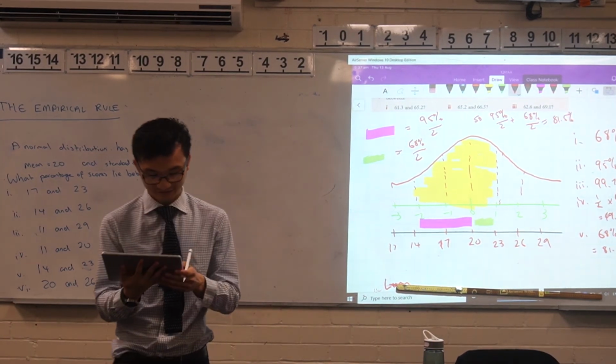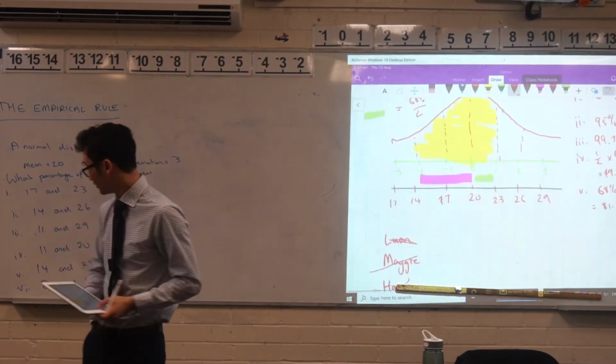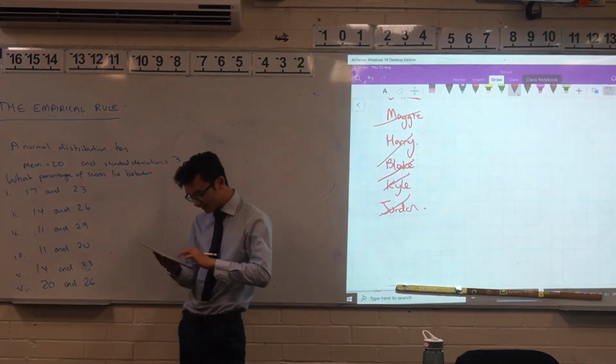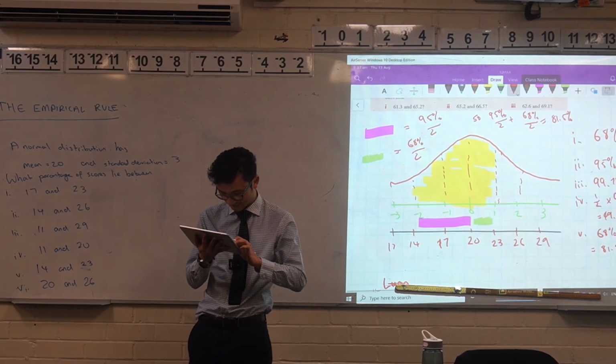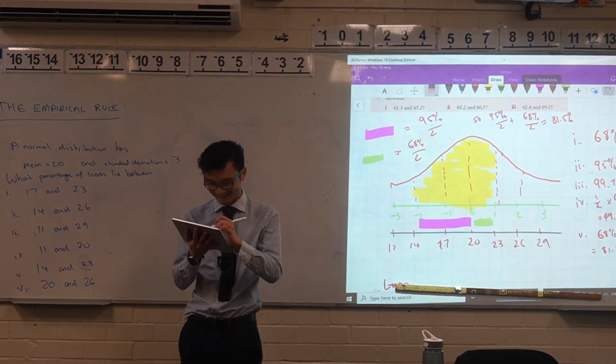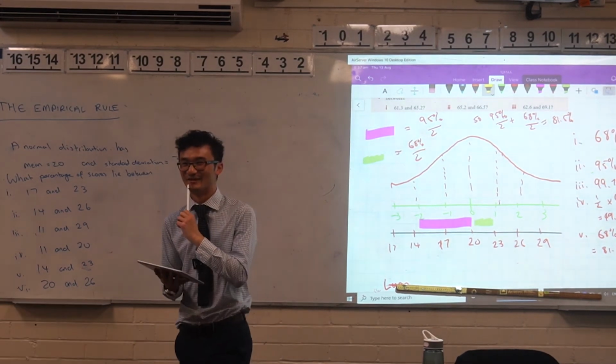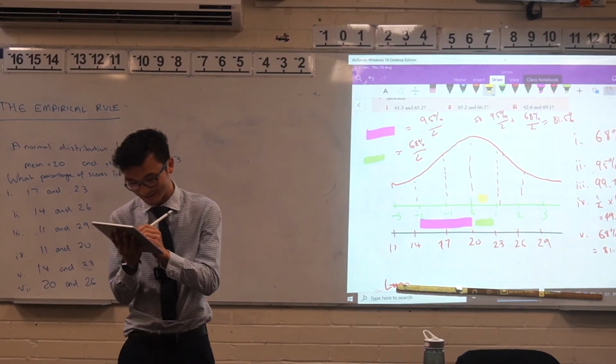And last one. What's the last one? Oh, Harry, who was doing this one? Oh, Jordan. What was it, 20 and 26? Wait, isn't that one easier? Yeah, I think the hardest one was actually that one just then. So what was that, 20 and 26, how'd you do that one, Jordan?